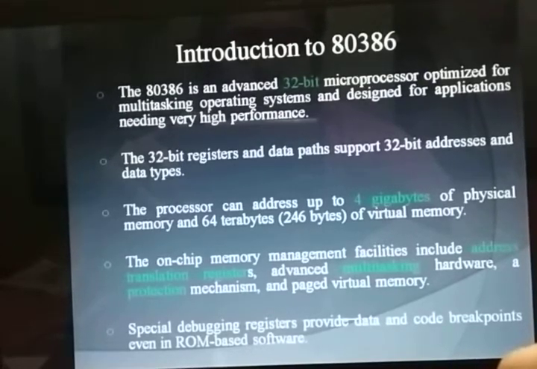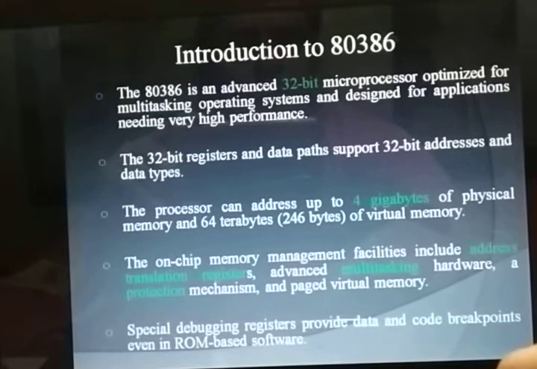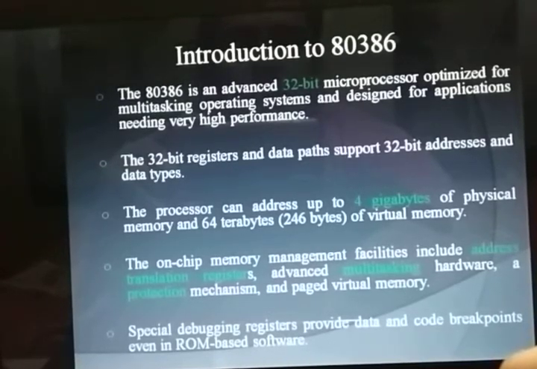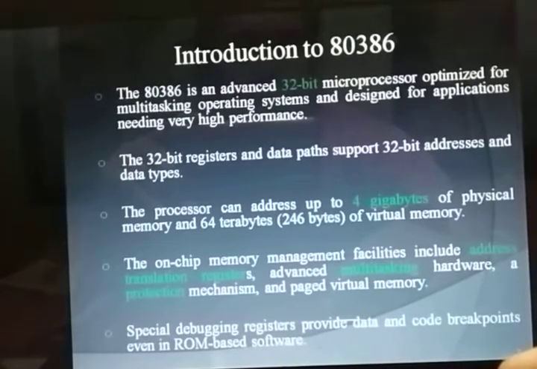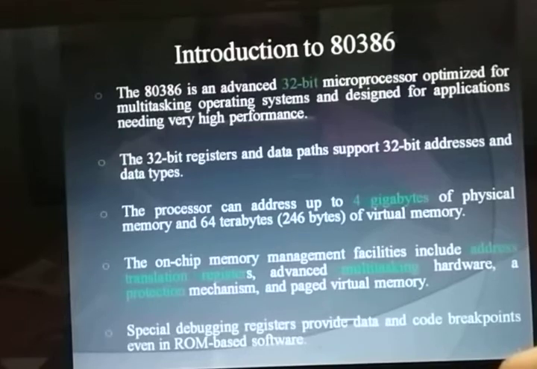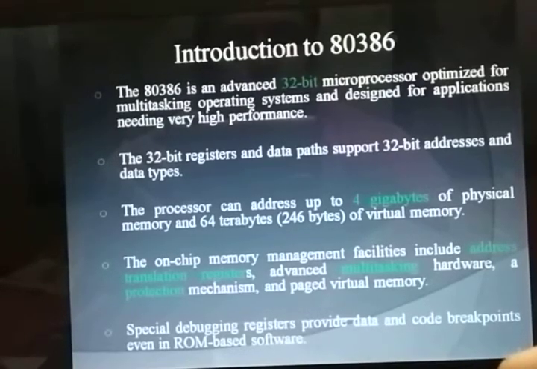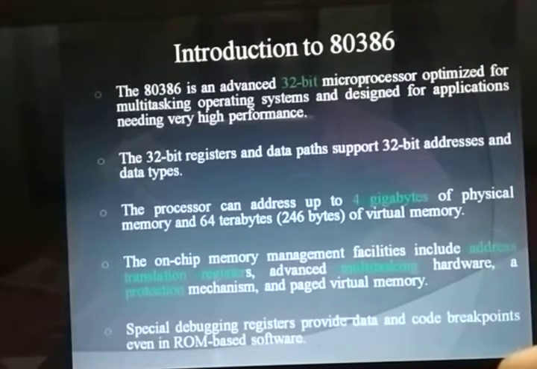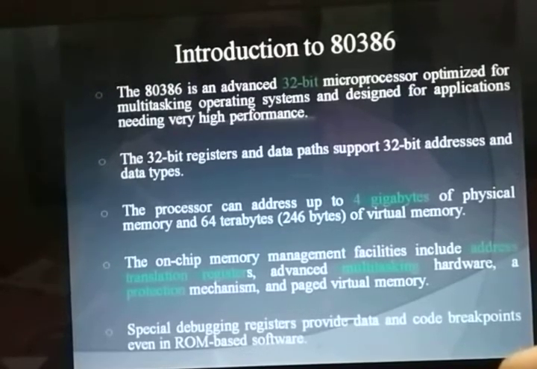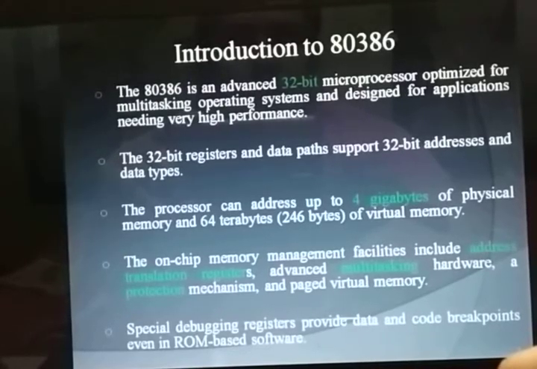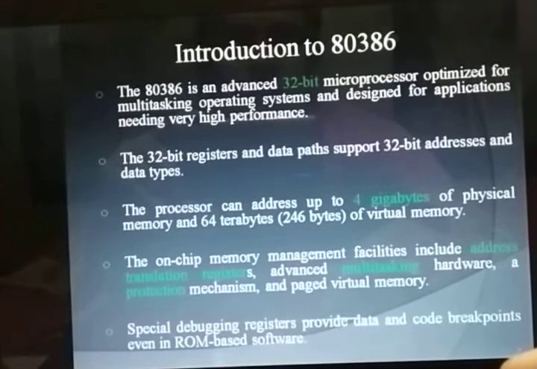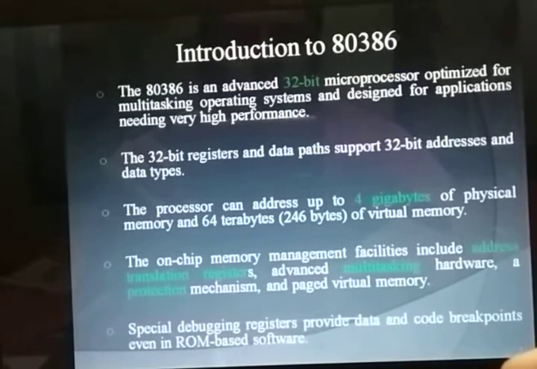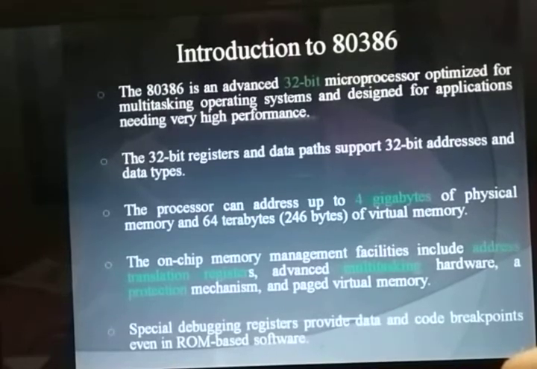So 80386 has different features than the 8086 part, and these features are multitasking, protection features, etc. And it has a 32-bit address bus and data bus and 4 GB of memory. The 32-bit register and data bus support 32-bit addresses and data types. It means you can perform the operation on a 32-bit type instruction at a time. That doesn't mean you cannot perform the operation on 8-bit, 16-bit or 24-bit. 32-bit means the maximum instruction that you can execute is a 32-bit type instruction.